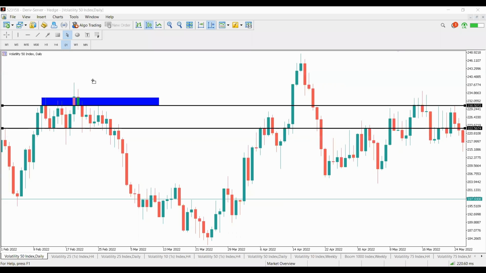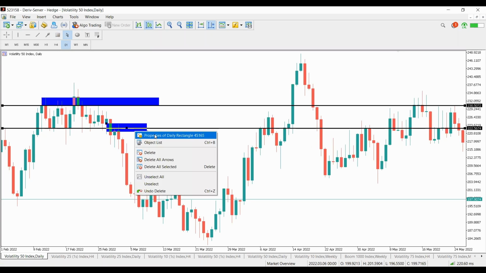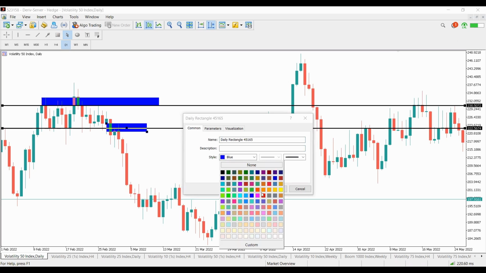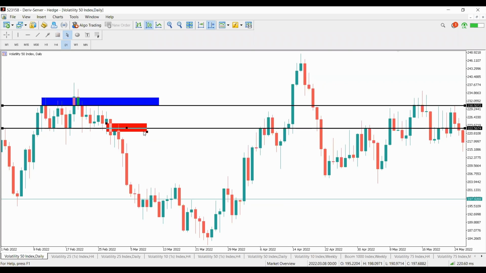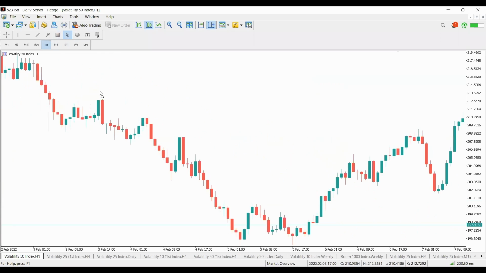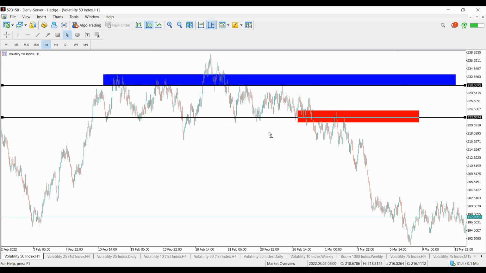Let me just clear this. So let me just mark here. I'm just going to mark it with red. Let's change the color to red so that we see what happened here. Now let's drop to a lower time frame. Let me just see where we are. We are here.